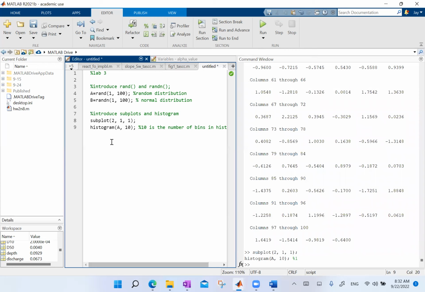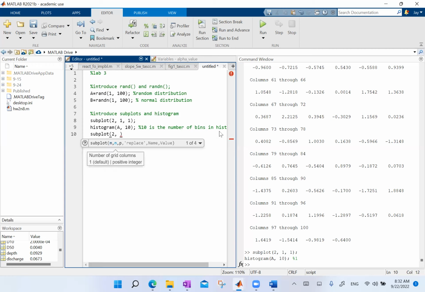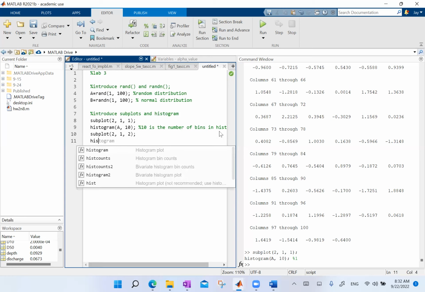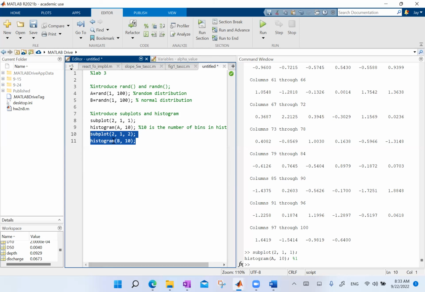And then the second one we're going to plot is B. So subplot 2, 1, 2. Again, it's still a 2 row, 1 column arrangement of the figures, but it's the second figure that we're going to plot. And in the second figure, again, it's a histogram. This time I'm going to plot B. Again, I'm going to use 10 bins. So let me run this second part.